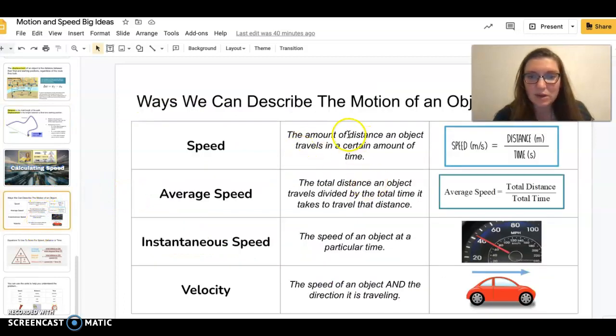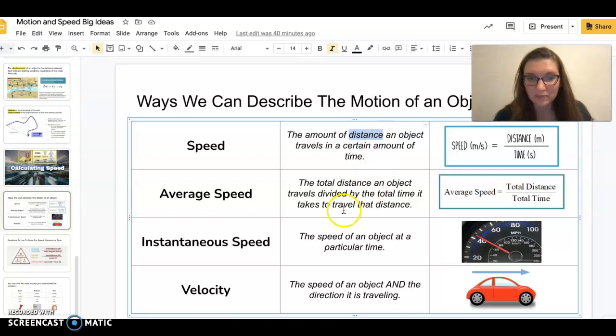Okay, so speed is the amount of distance an object travels in a certain amount of time. The average speed is the total distance an object travels divided by the total time it takes to travel that distance. Basically total distance over total time. The example for that is if you're on a road trip, you may travel an average of 45 miles per hour, but there may be times during that road trip where you're traveling 90 miles per hour and other times where you're traveling 25 miles an hour or where you're stopped. But on average, your speed is 45 miles per hour, for example.